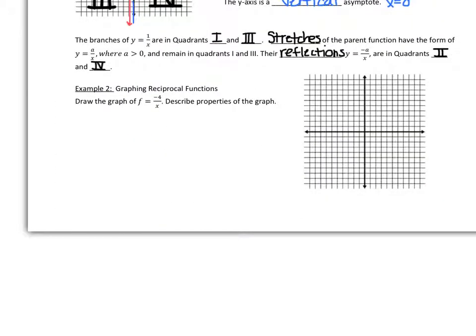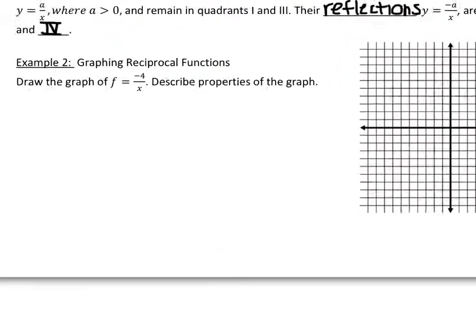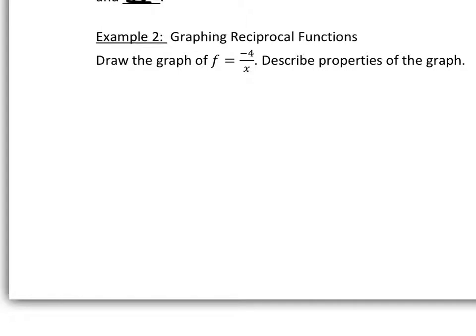Okay. So let's graph one of these reflections. Since it's a -4, you know it's going to be in 2 and 4, the quadrants. So that at least gives you a little hint of where the branch is, what it's supposed to look like. So let's make a table for x and y. What numbers would be easy to plug in? 1, 2, and 4.